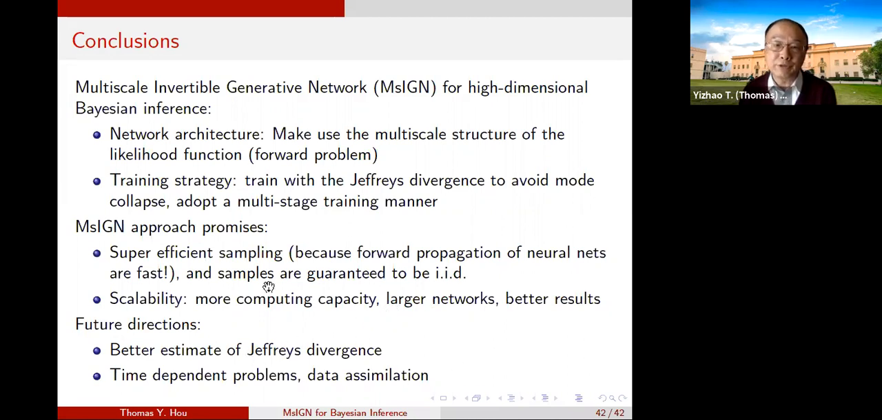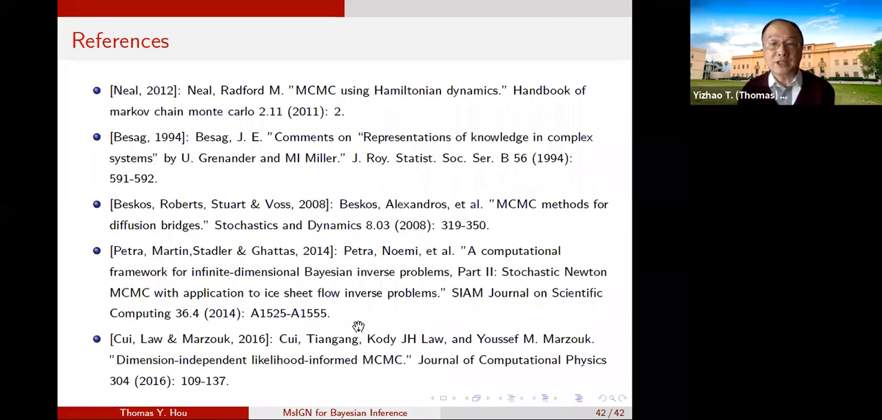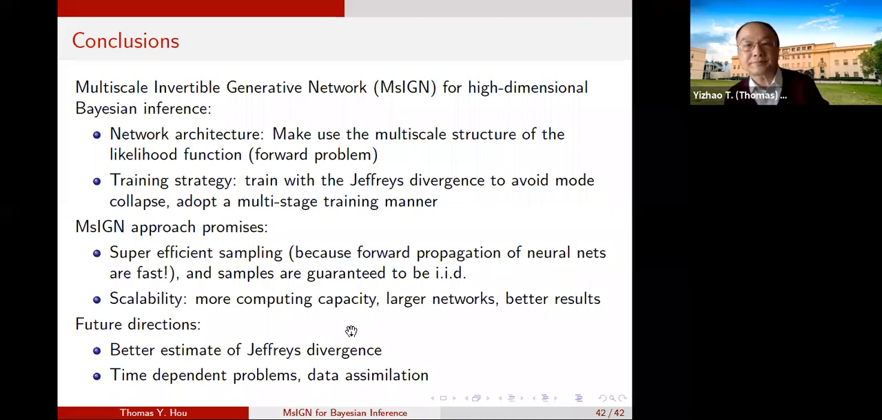For example, for the Jeffrey divergence, right now we use the Q tilde, the importance sampling, to do the training. But we find that if the Q tilde is not a very good approximation to Q at some early stage, then you may suffer from some kind of instability. So we're trying to do a better job there. And then we also would like to extend to the time-dependent problem and data assimilation and so on. So with that, I stop and thank you for your attention.